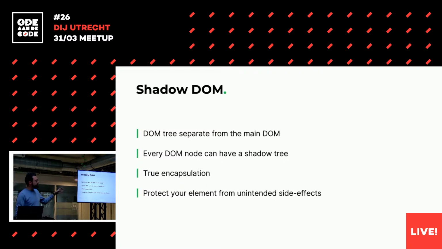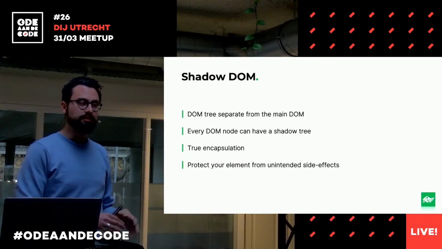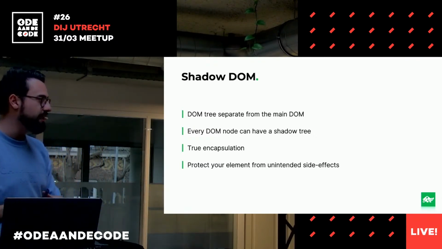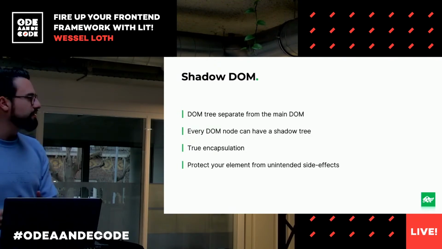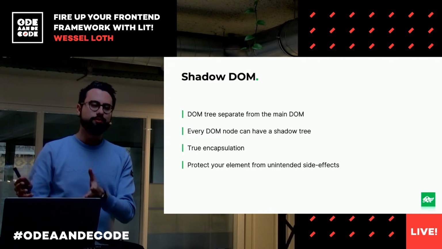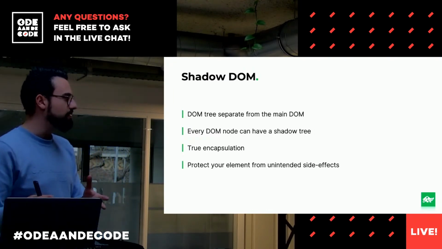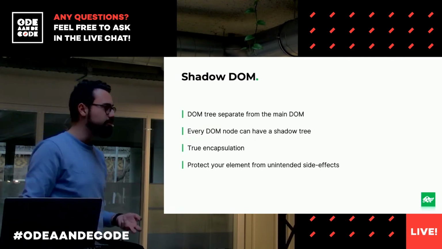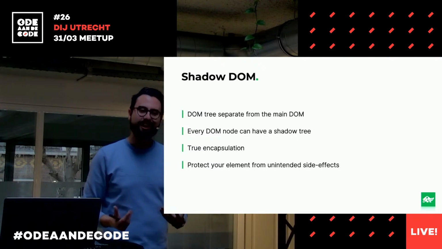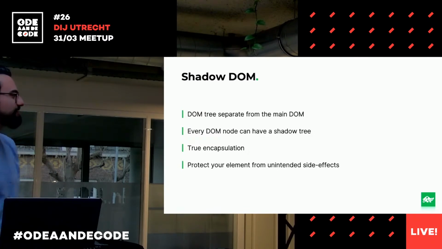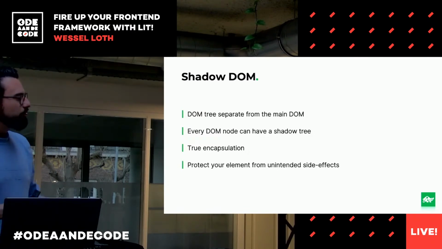The way you can instantiate shadow DOM is basically on any page or any node in the DOM tree, you can say, hey, this node needs to have a shadow DOM attached to it. And what it offers is true encapsulation, because it's totally separated from the main document object model. There's no such thing as styles leaking out, events leaking out between these things. It might sound a bit like iframes, but it's basically like iframes, but better, without having to reference other websites. And the goal is really to protect your elements from those unintended side effects.